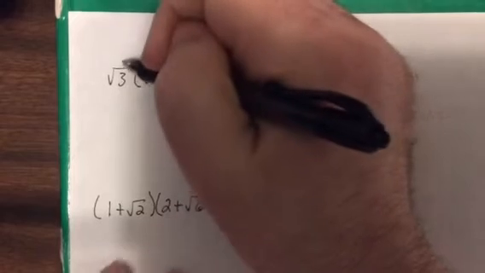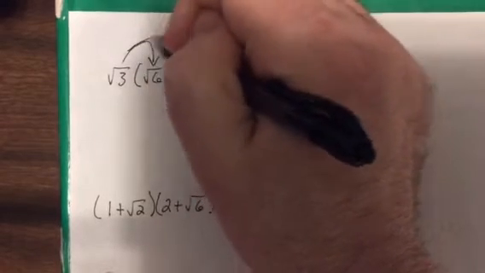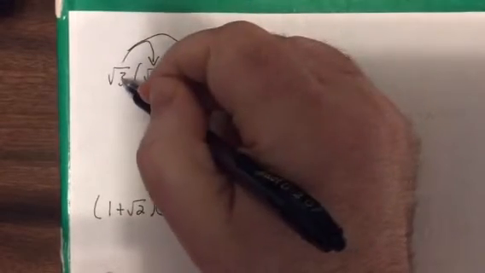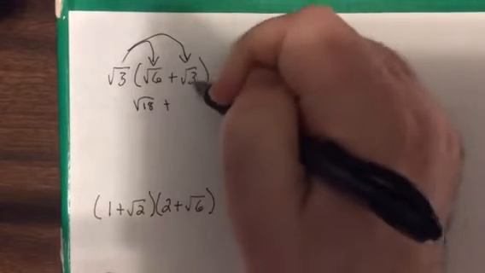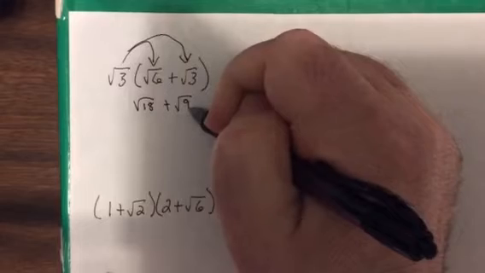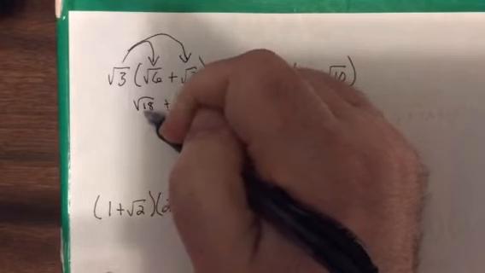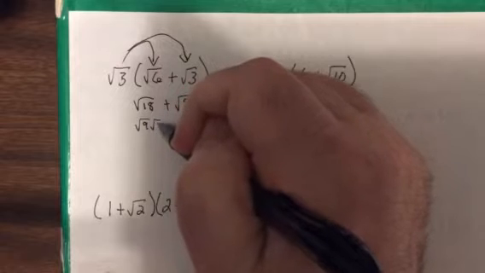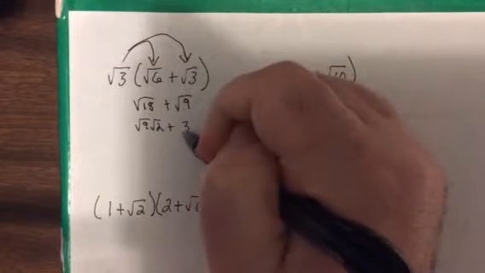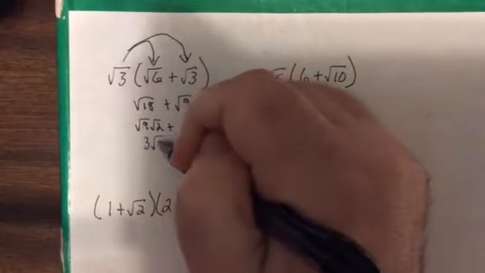Okay, so remember you distribute it to both terms. So square root of 3 times square root of 6 is square root of 18. Square root of 3 times square root of 3 is square root of 9. Square root of 18, that's 9 and 2. Oh, I'll write it. And square root of 9 is 3.